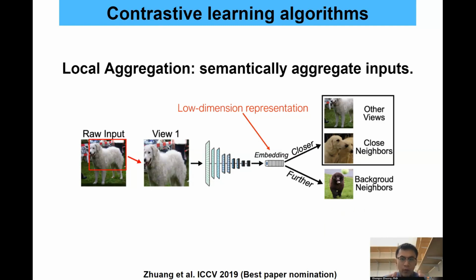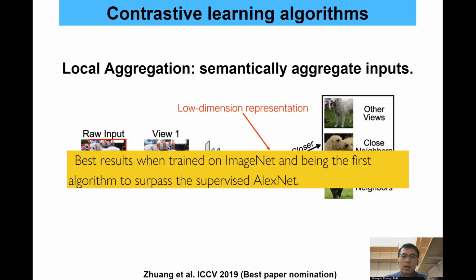In doing this, it's forcing the embedding to be semantically meaningful and also close to the semantically similar embeddings instead of just being farther away from all the other inputs. At the time when this algorithm was published, it achieved the best results when trained on ImageNet, and it was also the first algorithm that surpasses the supervised AlexNet, which was the key architecture that triggered the whole deep learning revolution. So it really represents a milestone in the unsupervised learning algorithms.